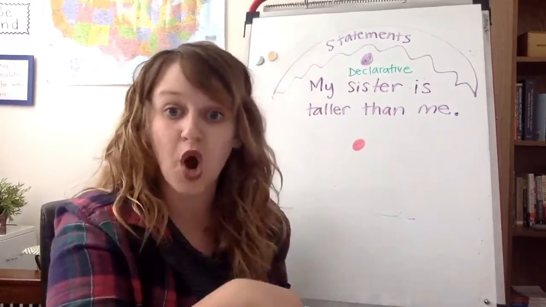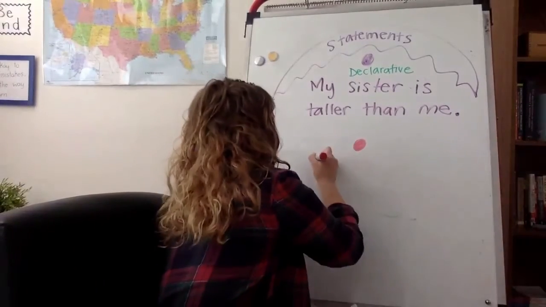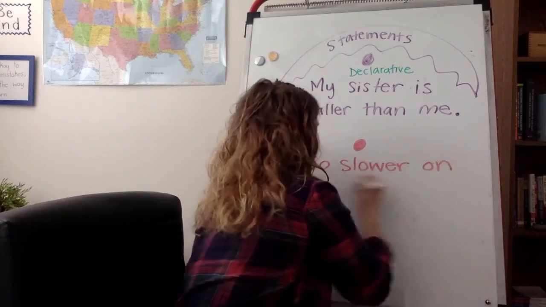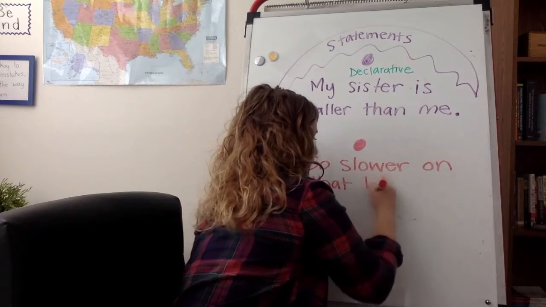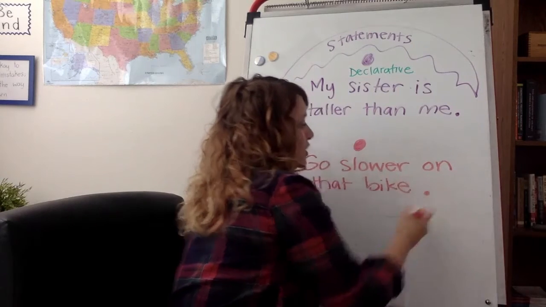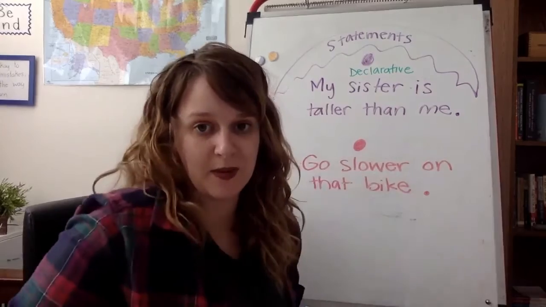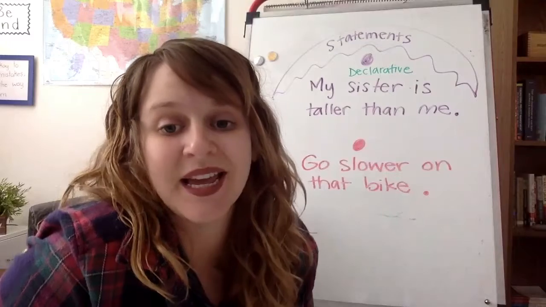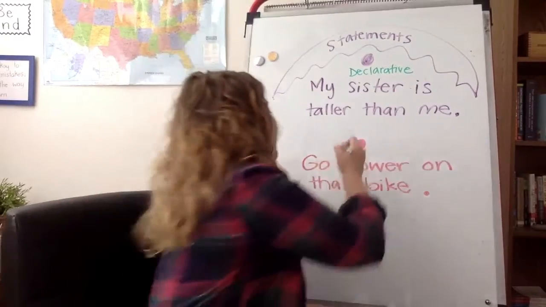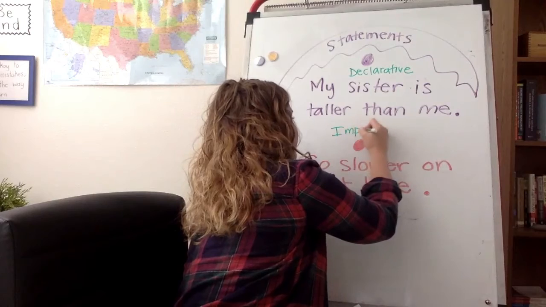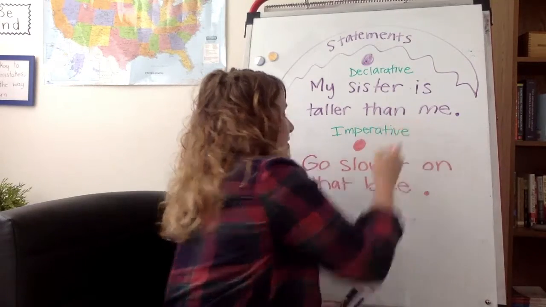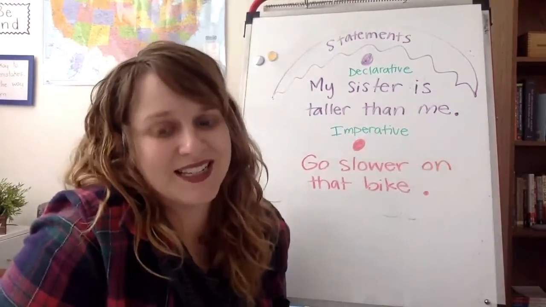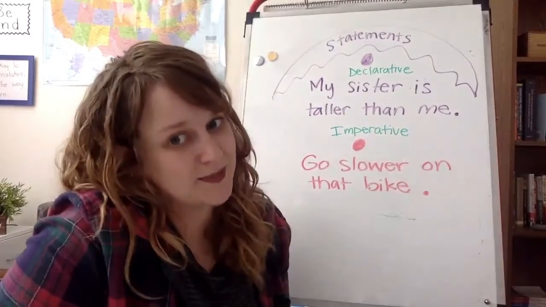I'm gonna do go slower on your bike, okay? Go slower on that bike. Okay, so the person speaking is giving a command, and now that's called an imperative sentence. Imperative. Now, I taught my class, it's a command, a demand, a bossy sentence.